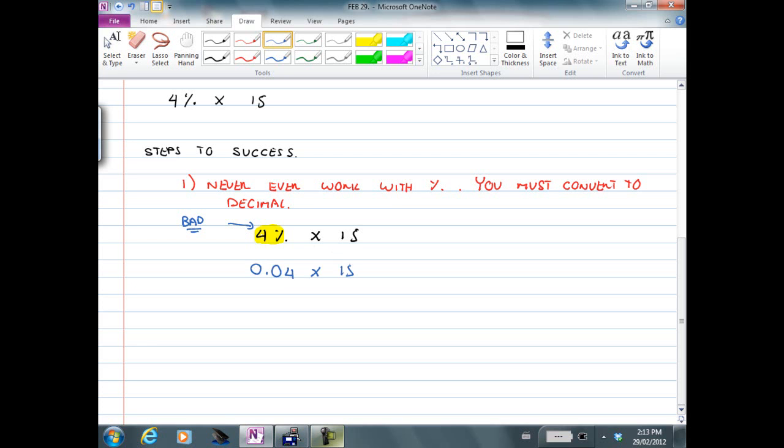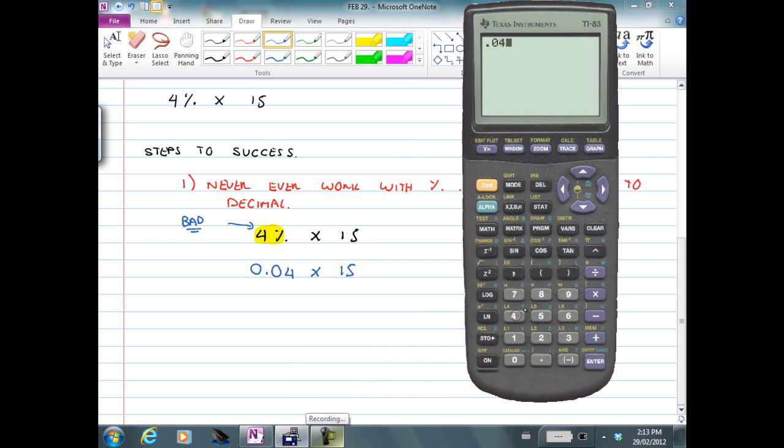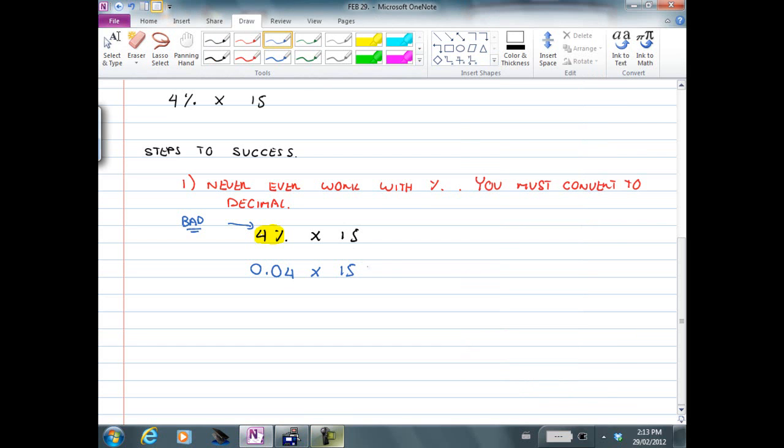Guys, take your calculator out and punch it in right now. So what's 4% of 15? I just go 0.04 times 15. Bada boom, bada bing. 0.6. Oh, let's clear all this. Whoa, 600. You got served. It's 0.04. Punch in your calculator, 0.04. So guys, 0.6 is your answer.